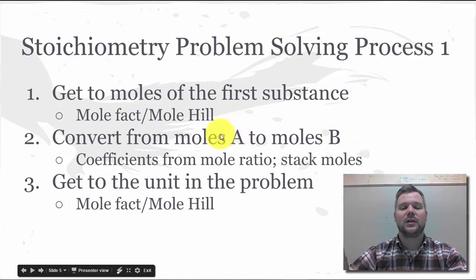This is the new step again. And then we go from moles to the unit that the question's asking for, if that's either liters or grams. And we use the mole fact again, molar mass in grams, or 22.4 liters to get us to that unit that's being question marked. So again, get to moles, mole ratio, sometimes I call that stack your moles, get to the unit in the problem. 3 steps, these will each have 3 vertical lines in our factor label grid.